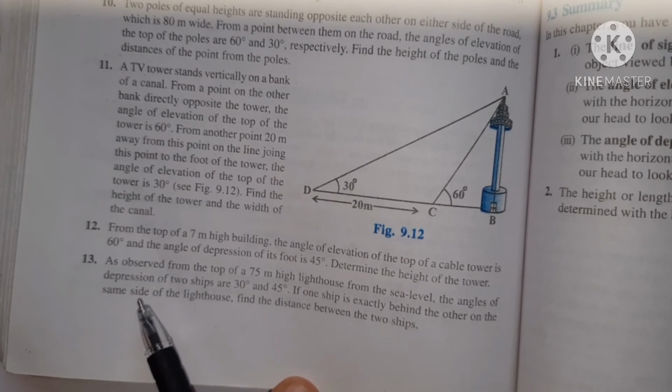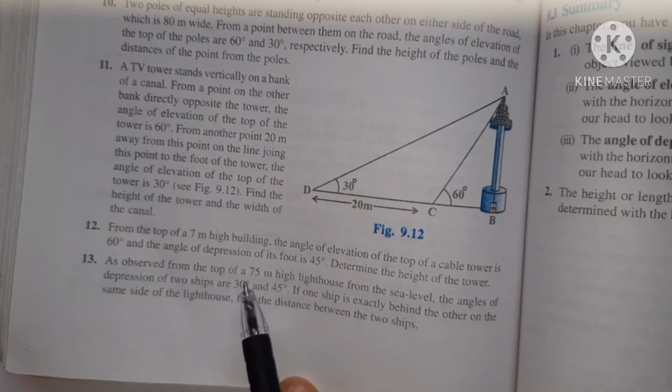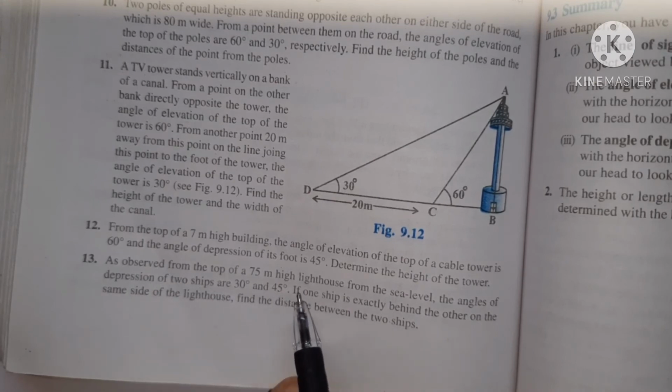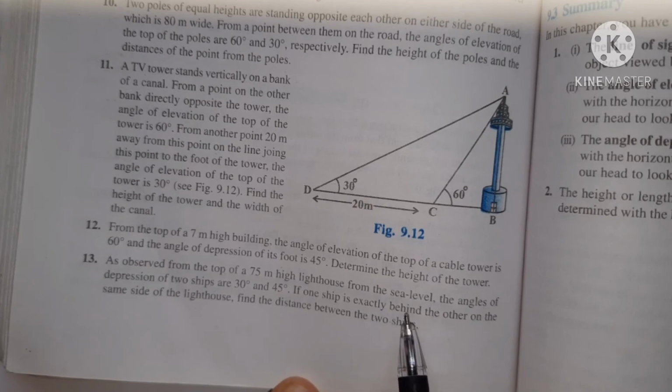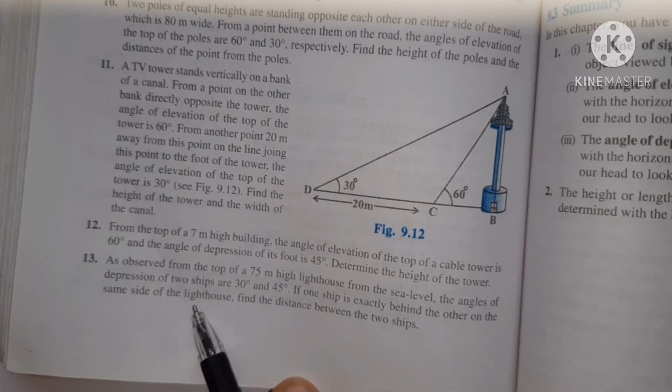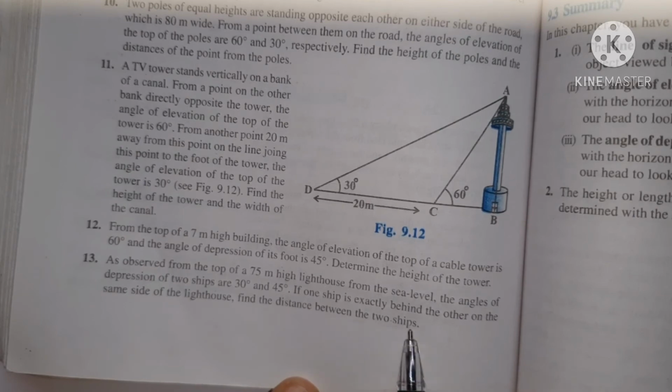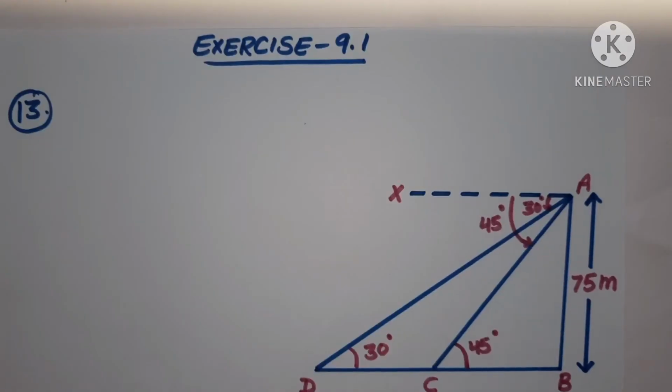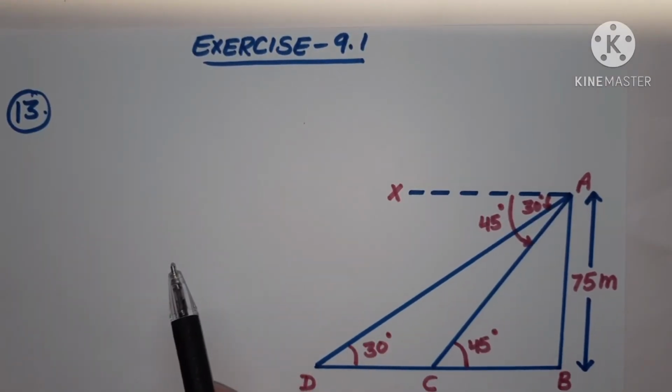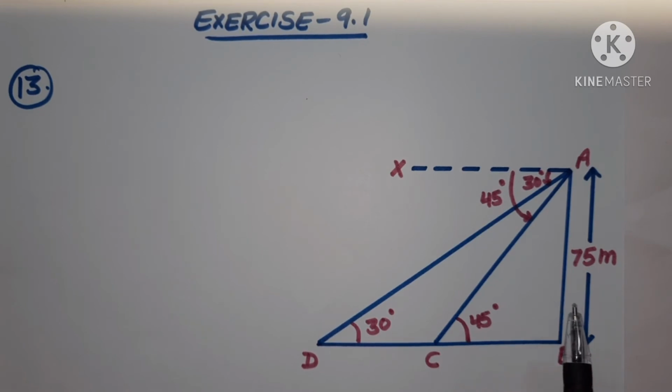Question number 13. As observed from the top of a 75 meter high lighthouse from the sea level, the angles of depression of two ships are 30 degree and 45 degree. If one ship is exactly behind the other on the same side of the lighthouse, find the distance between the two ships. So we need to find out the distance between these two ships. So exercise 9.1, question number 13. This is the diagram for question number 13.